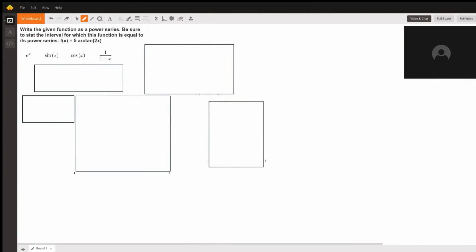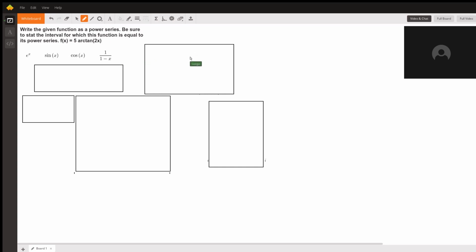The problem wants us to find the power series for 5 arctangent of 2x. So the first thing that we're going to do is see if this function matches any of the 4 functions that we know the power series for. And since it doesn't, we have to rely on something else. So what we can do is use the fact that when we take the derivative of this function, we're going to get something similar to 1 over 1 minus x.